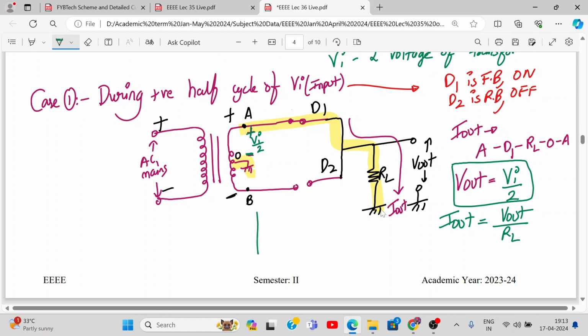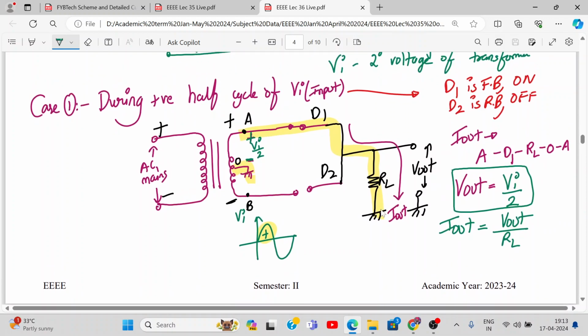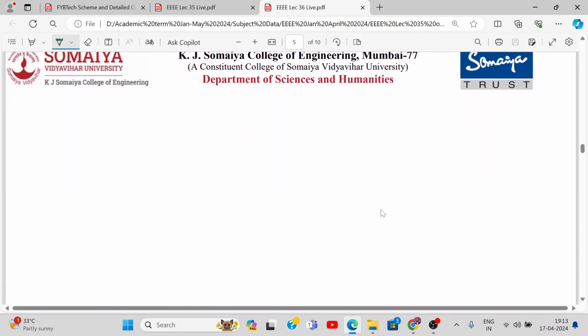So we are into positive half cycle like this. We are over here. And this is Vi, which gets split up into two parts, Vi by 2 and Vi by 2. Okay? Can I move ahead now? Yes. Okay, case number 2.